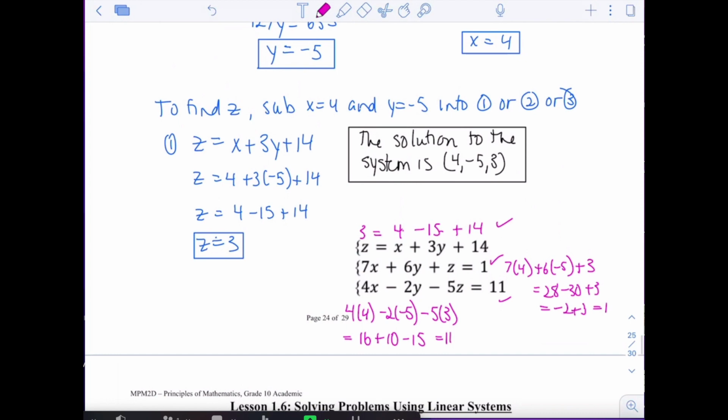So when you get to these ones with x, y, and z, the key is to find a nice substitution and then just follow the steps through as you already know them.